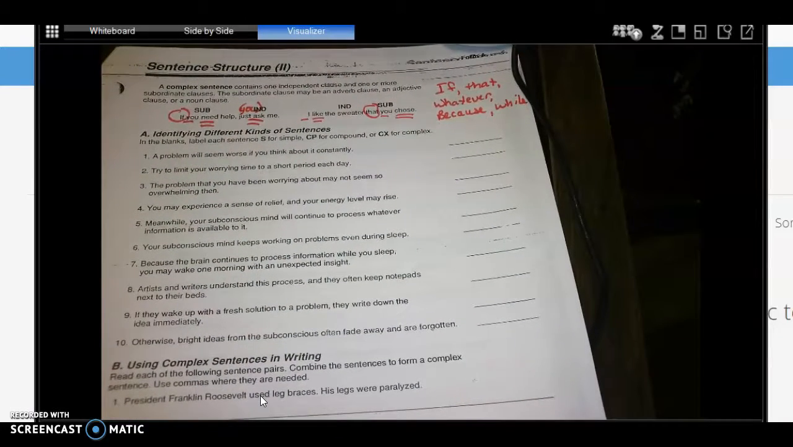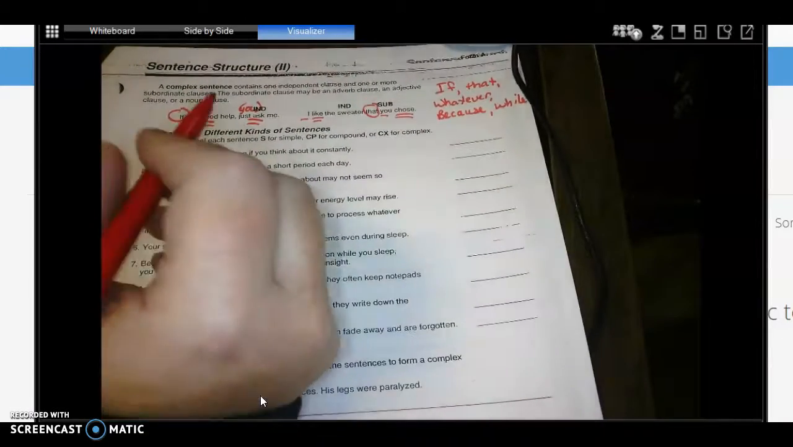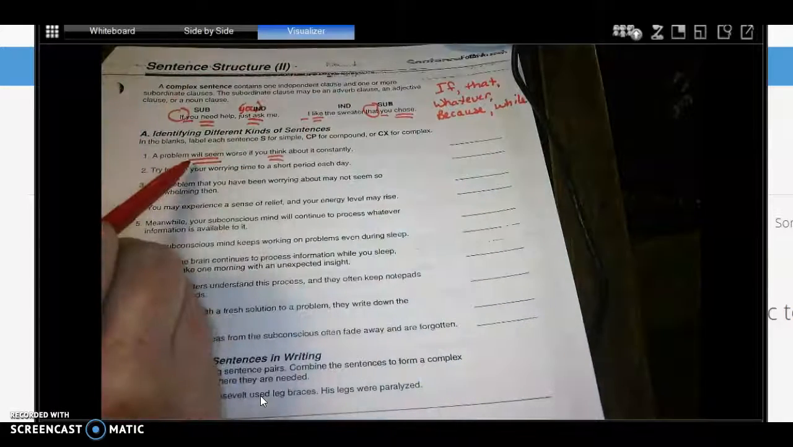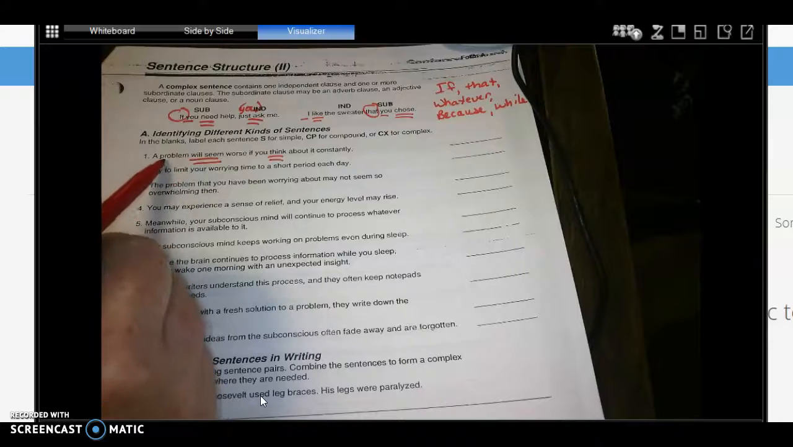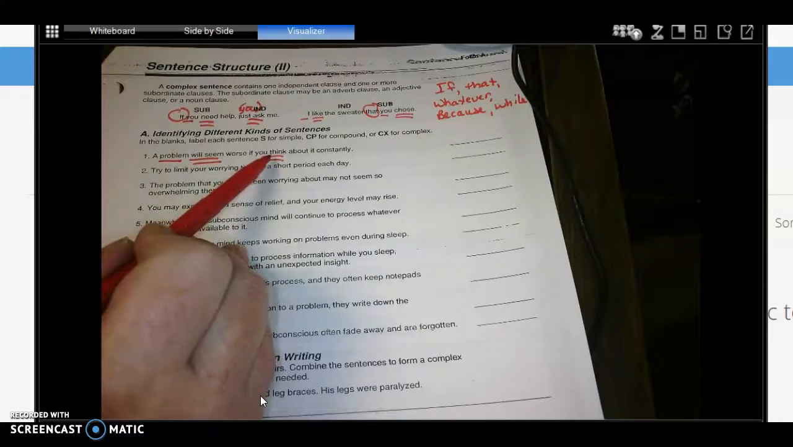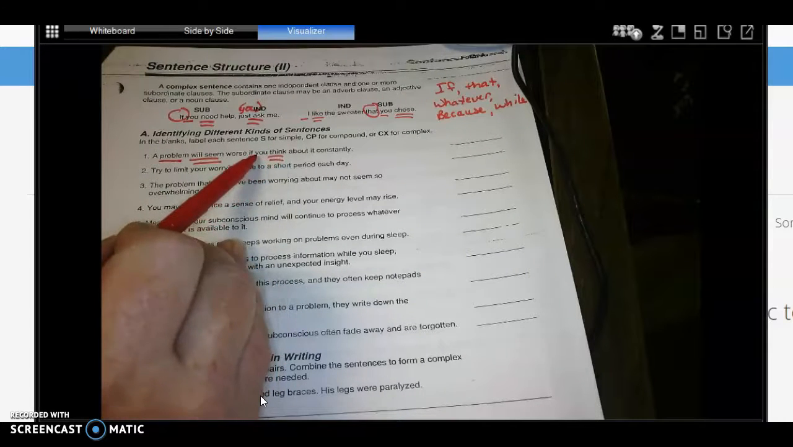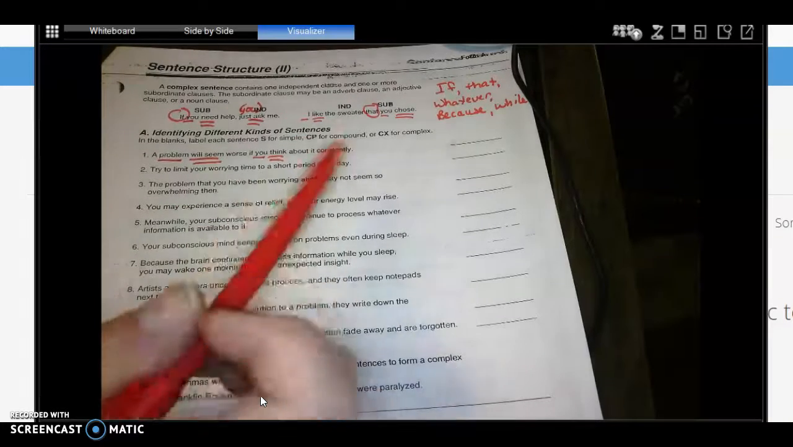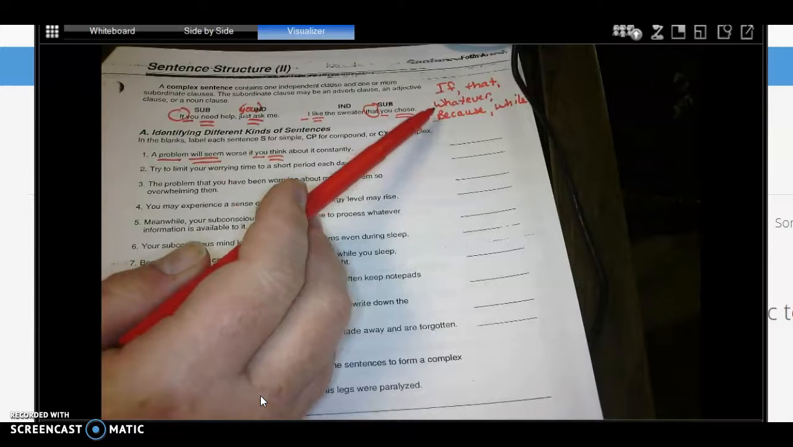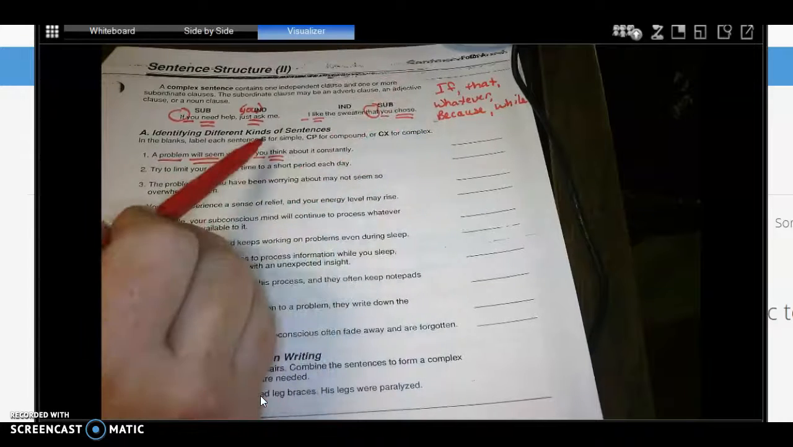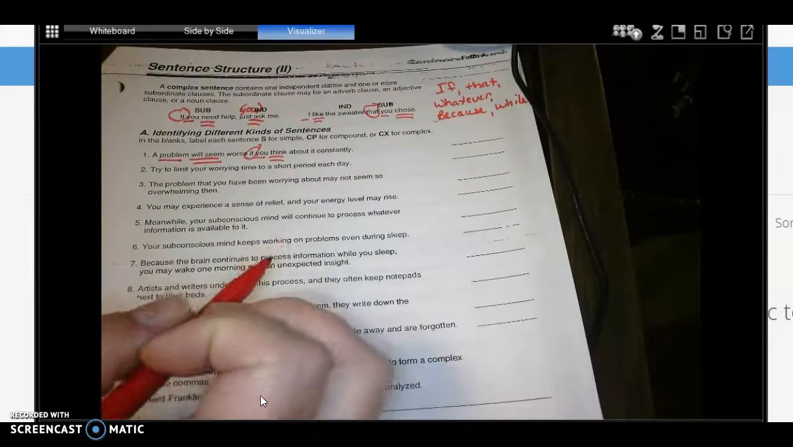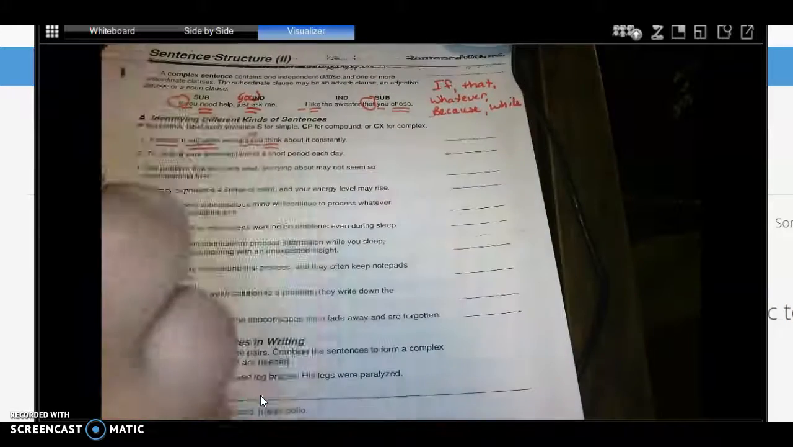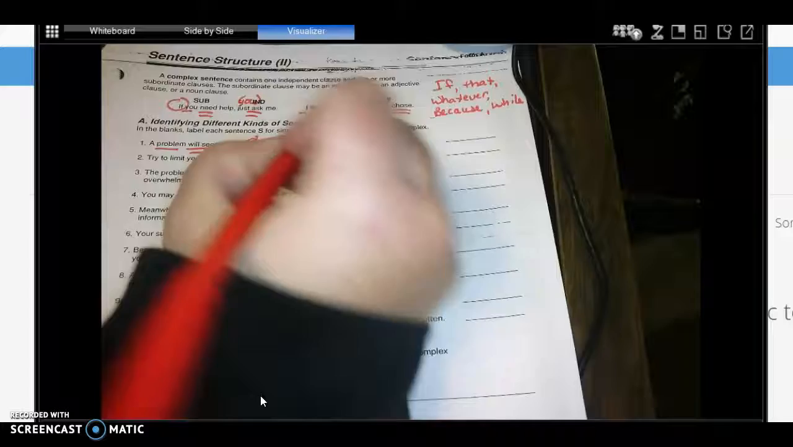A problem will seem worse if you think about it constantly. So we're going to underline your verbs again, will seem and think. What is my subject of will seem? Right, problem. And if you think about it constantly, my subject is you. Now, do I have any clue words from the top of the page here? Do I have if, that, whatever, because, or while at all? Yeah, hopefully you saw the clue word here. And if you look at it, if you think about it constantly, can't stand by itself. So this is going to be a dependent or subordinate clause.